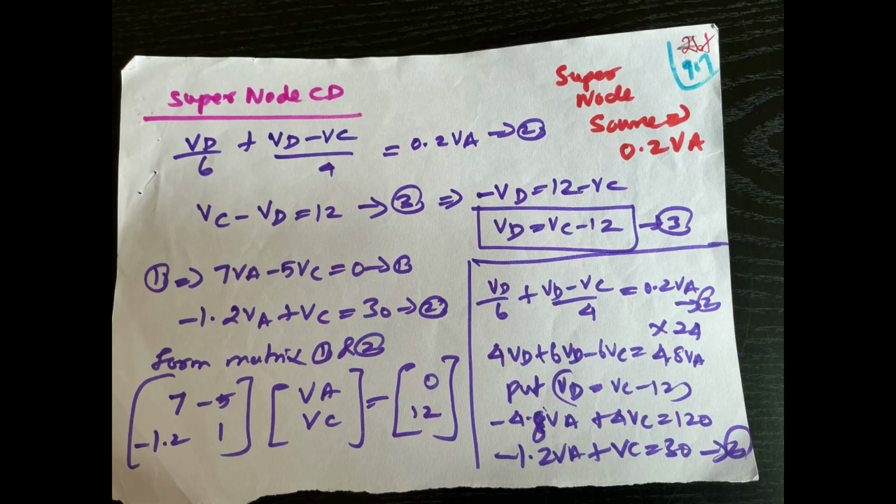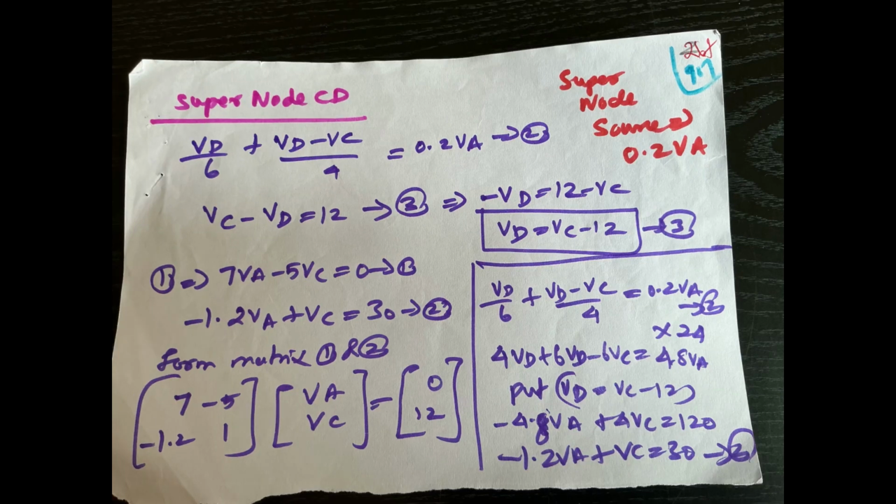And the 12 volt supply is put: VC minus VD, so VD in the minus direction, is equal to 12, the third equation. Supernode circuits were covered in previous classes. From this equation we obtain VD is VC minus 12, the third equation. Solve equations 1 and 2. The solving method for the first and second equations is given in the side portions.